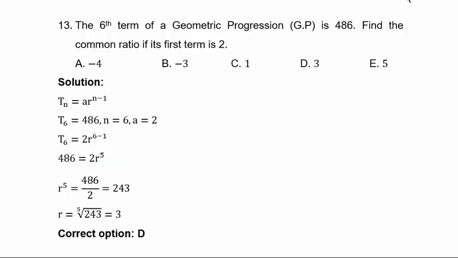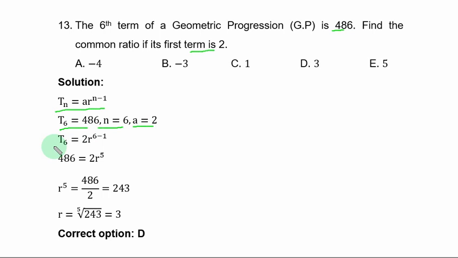Question 13. The sixth term of a geometric progression, GP, is 486. Find the common ratio if its first term is 2. You use the nth term formula for a GP. From the question, the sixth term is 486. At the sixth term, n is equal to 6. The first term is 2.